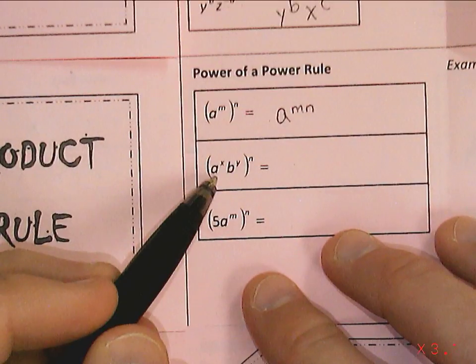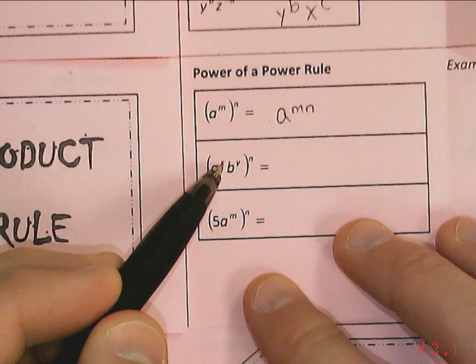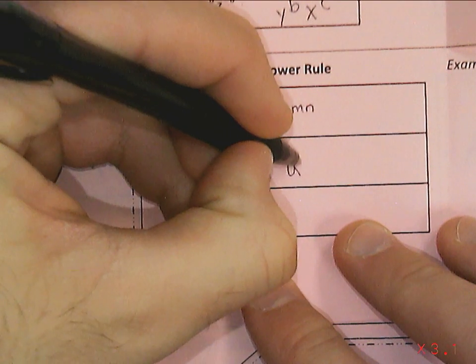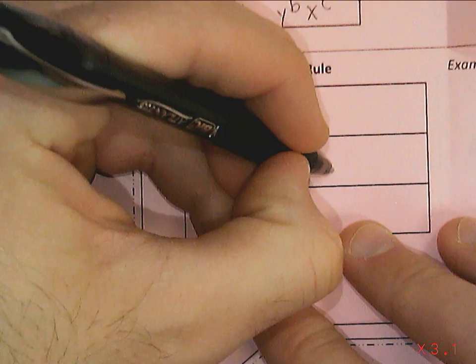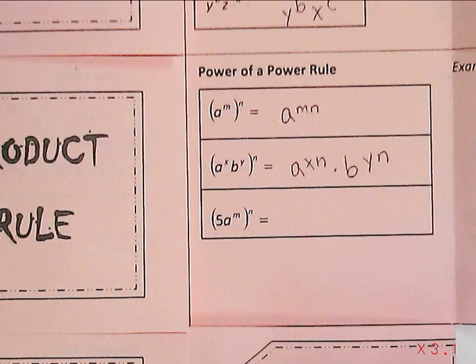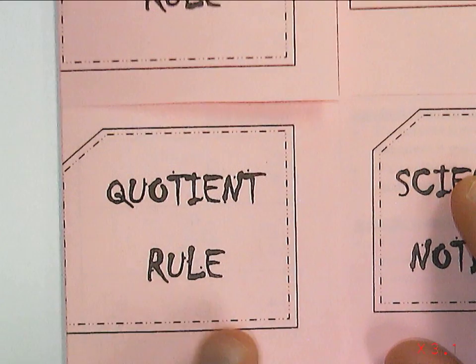Similarly here, if you have two bases with different powers, you're still going to multiply those powers by each other there. So this one would look like a to the x times n times b to the y times n. We kind of did that in that quotient rule already down here. Down here we did that. So we'll refer to those examples as well.